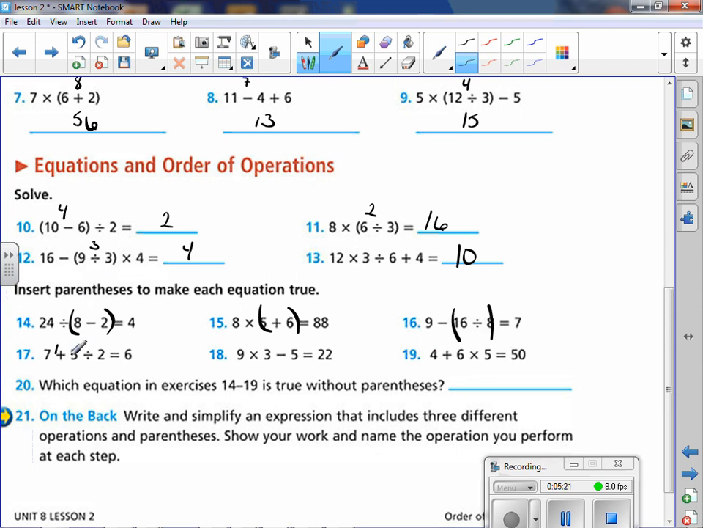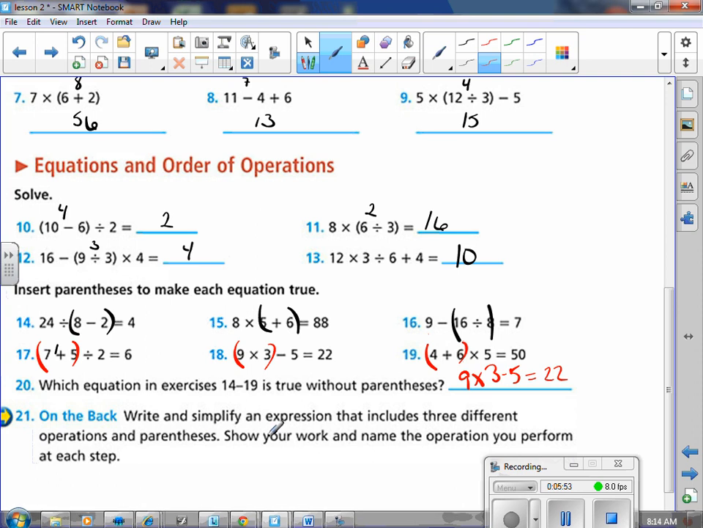Okay, welcome back. Hopefully when you did this, I'm going to switch colors so you guys can see it a little bit better. You've got your parentheses here around the 7 and the 5, around the 9 and the 3, and finally around the 4 and the 6. Now in number 20 it says which equation is true without any parentheses. Well, when you take 9 times 3 and minus 5, so number 18, you would work that order out that way anyway, according to order of operations. You don't have to do number 21 unless you would like to.